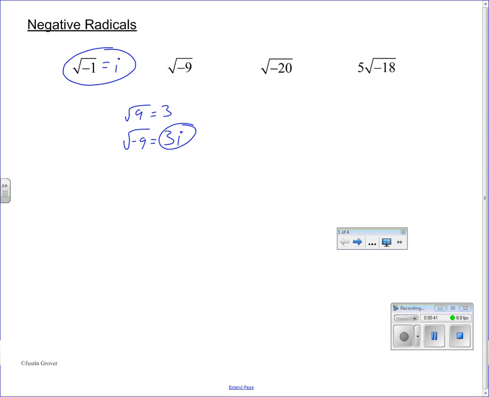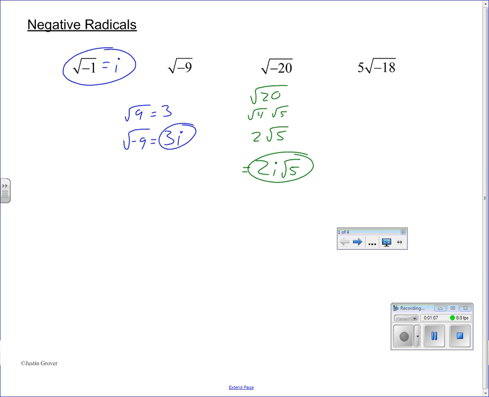Square root of -20, 20 is not a square number, so I'm not just going to get a number. I'm going to have a radical left as part of my answer. But if I think of it as square root of 20, that would be square root of 4, square root of 5. I would get 2 rad 5. But we're not doing radical 20. We're doing radical -20. So my answer is 2i rad 5.